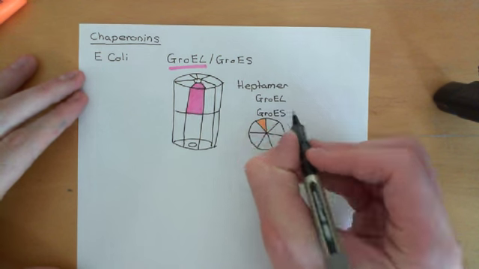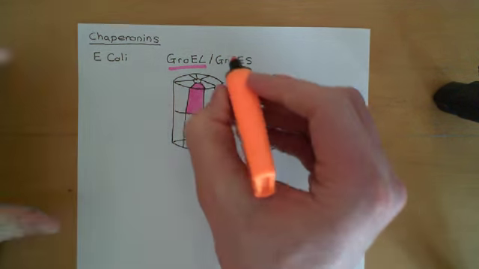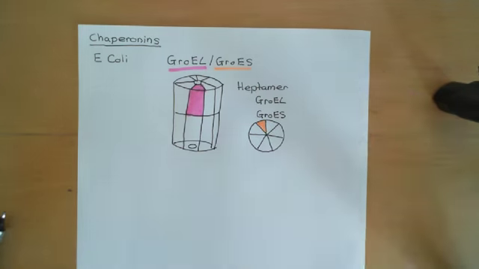Oh, and by the way, you might be wondering, why are these proteins called GroEL and GroES? What's the Gro for? Well, they were originally discovered because they were important in the growth of bacteriophages, which are viruses that infect bacteria. Humans can get viruses, animals can get viruses, but there are a lot more bacterial cells in the world than there are human or animal cells. So the main thing that viruses infect are actually bacterial cells.